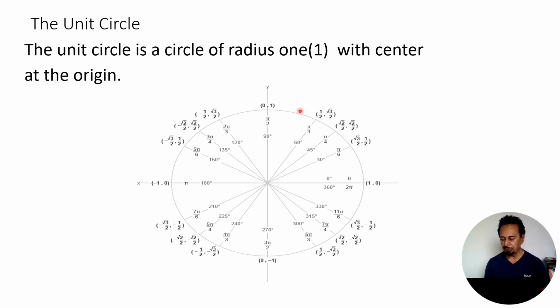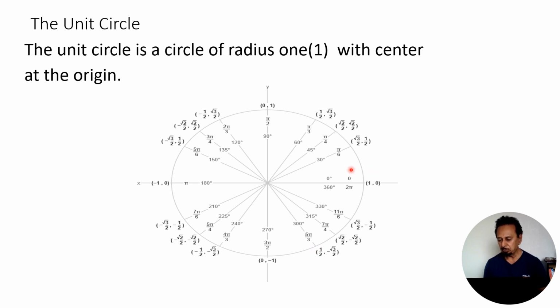Unit circle. If you divide the unit circle into equal parts, we have this one: pi over 6, pi over 4, pi over 3, pi over 2, 2 pi over 3, 3 pi over 4, 5 pi over 6, 7 pi over 6, 9 pi over 6, and so on.